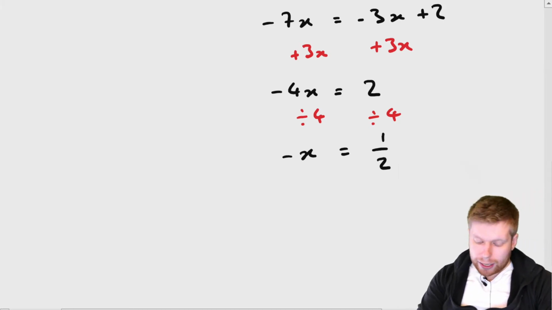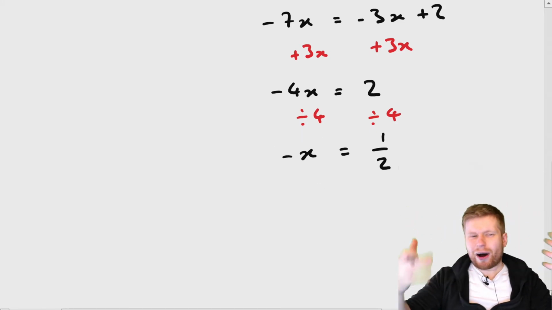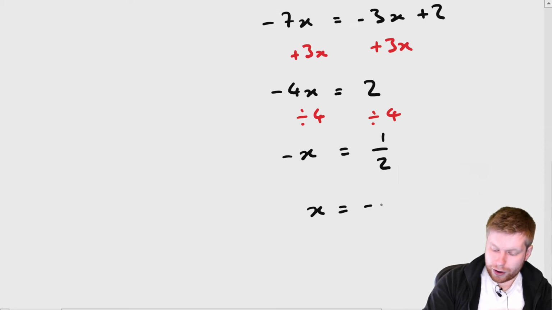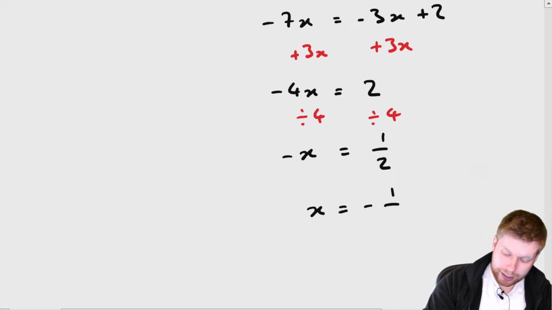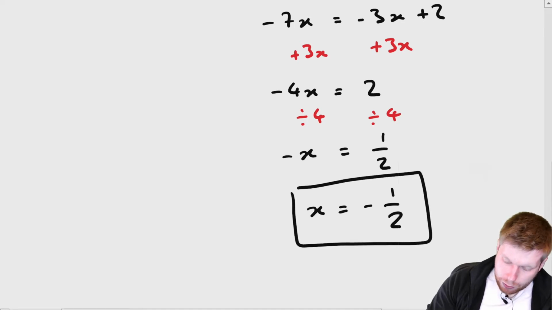Okay, and then finally, I just need to get rid of that negative x. Officially, what I'm doing is dividing by negative 1, but I'm happy if you want to think about this as just flipping the signs of both sides. That is also fine. Okay, so x finally will be equal to negative a half.